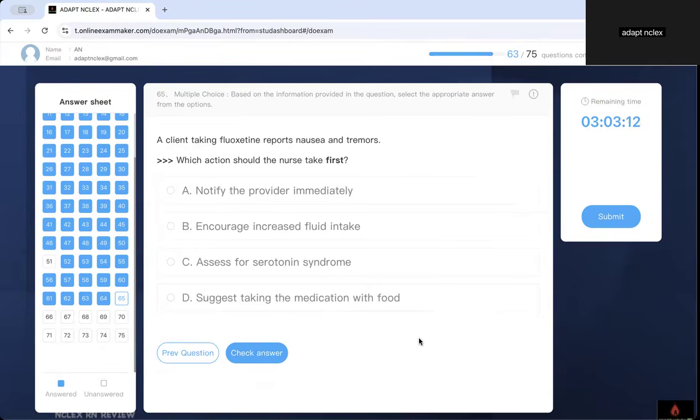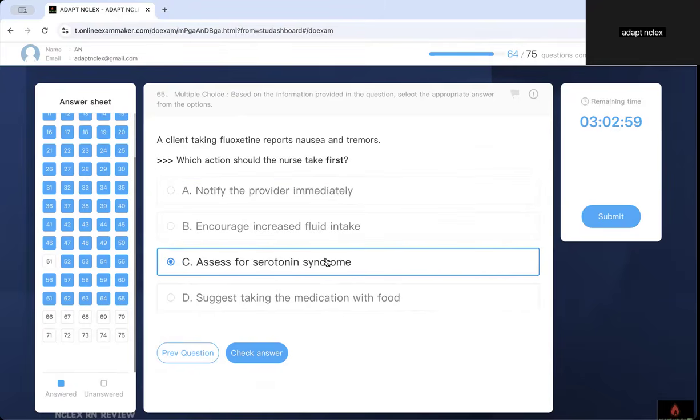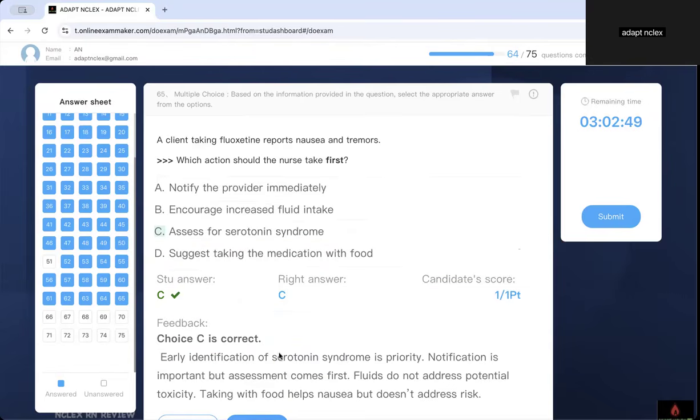Serotonin, SSRI. I don't expect them to have tremor. Tremor and nausea is what? Serotonin syndrome. Assess for more information and let the doctor know. You let the doctor know, but assessment comes before that. What are you going to look for? Clonus, hypertension, tachycardia, diaphoresis, or an assessment of what? Serotonin syndrome. Let the doctor know.